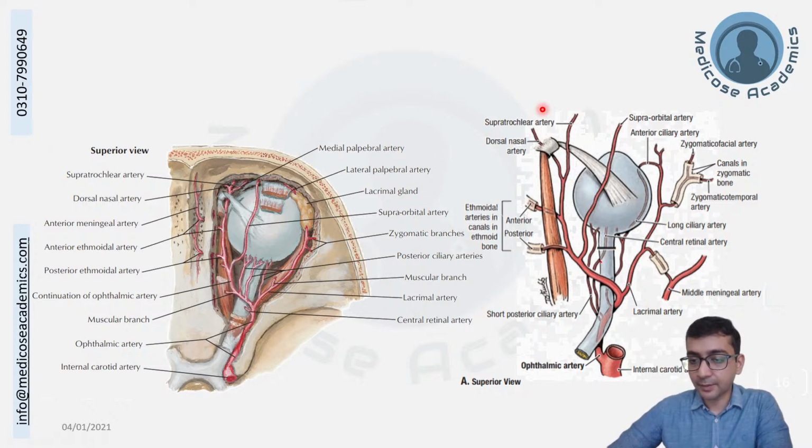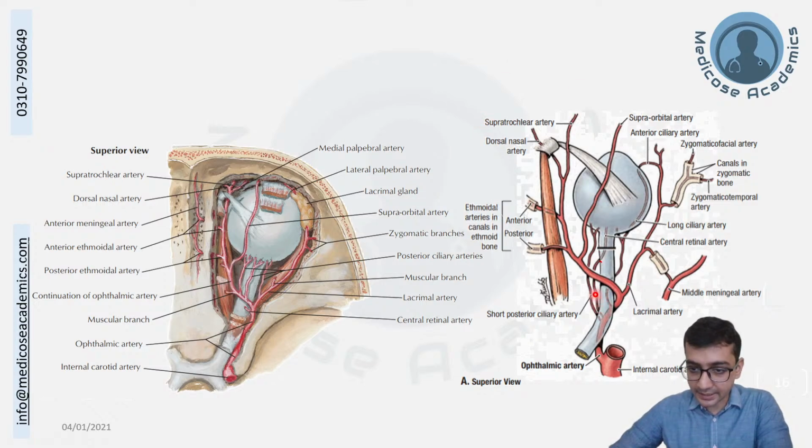We did the lacrimal artery, we did the supraorbital and trochlear, the anterior and posterior ethmoidal, and the dorsal nasal artery. Then we are left with the arteries that are going to supply the orbit, that are going to supply the eyeball. There are two sets of arteries that are going to supply the eyeball.